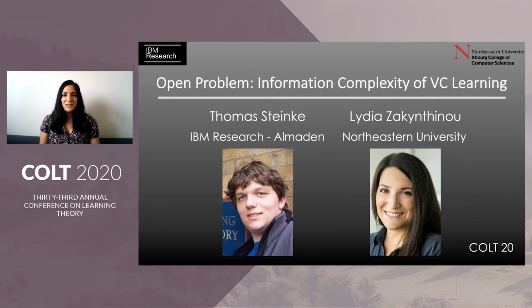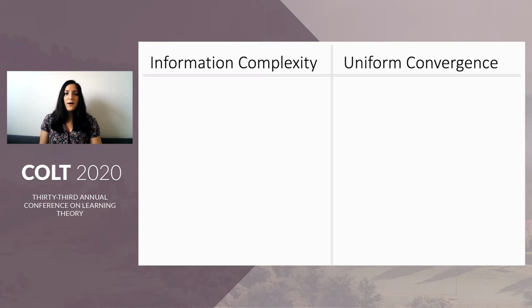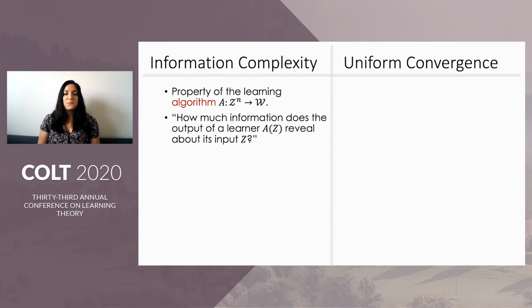I'm a PhD student at Northeastern University, and with Thomas Steinke from IBM Research, we propose this open problem on the information complexity of VC learning. The information complexity is a property of a learning algorithm A, which takes N IID samples from the population as its input and outputs a hypothesis in the space W. It essentially asks how much information the output of the learner reveals about its input.